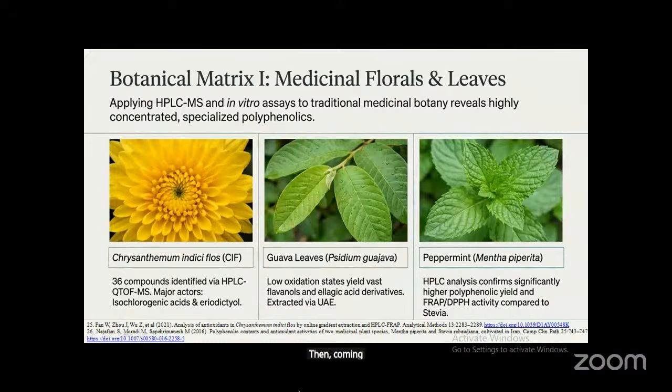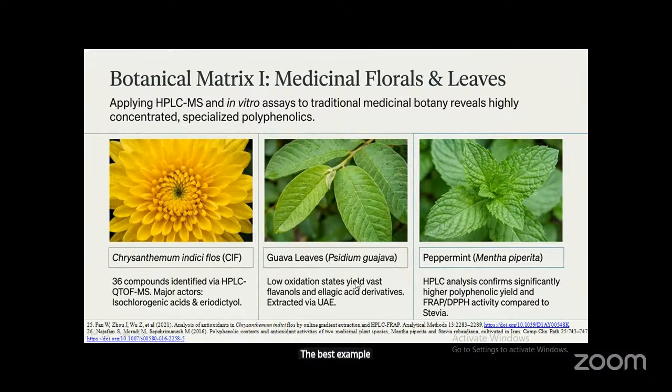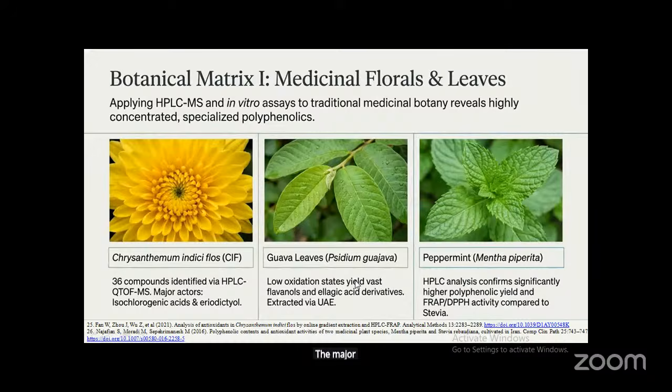Then coming to the examples of natural products which have antioxidants, studied by HPLC-MS, UPLC-MS, GC-MS and so on. The best example is Chrysanthemum indicum flos. This is generally called chamanti in Telugu. There, 36 compounds were identified by HPLC quadrupole time-of-flight mass analyzer. The major actors are isochlorogenic acids and luteolin derivatives.